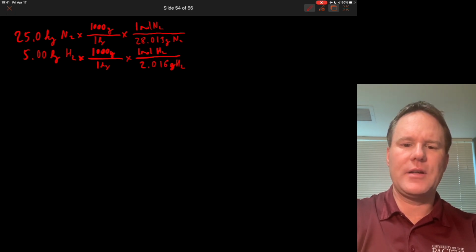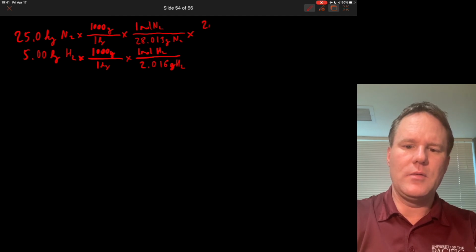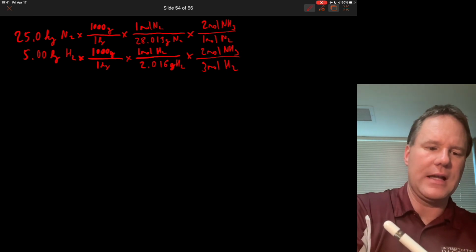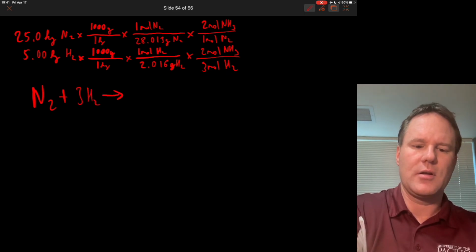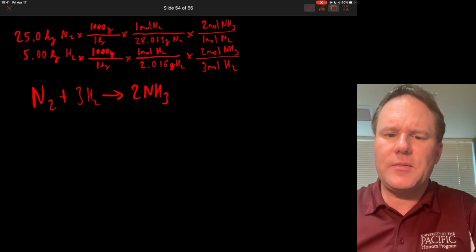And then the question is, how much ammonia do I get, right? So the stoichiometry part here is, remember, we get 2 moles of ammonia for each 1 mole of nitrogen, and we get the same 2 moles of ammonia, but from 3 moles of H2. If you forget, the reaction looks like this: N2 plus 3 H2 going to 2 NH3. Okay, so we're getting there.